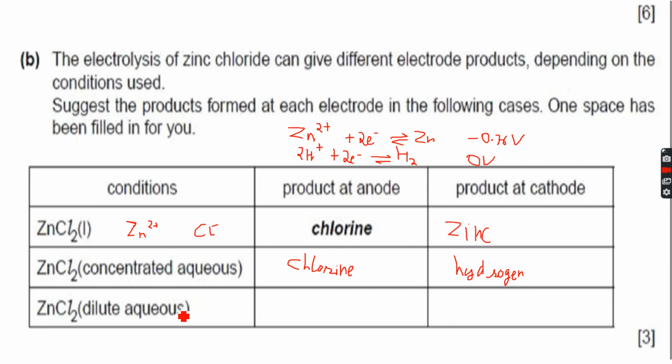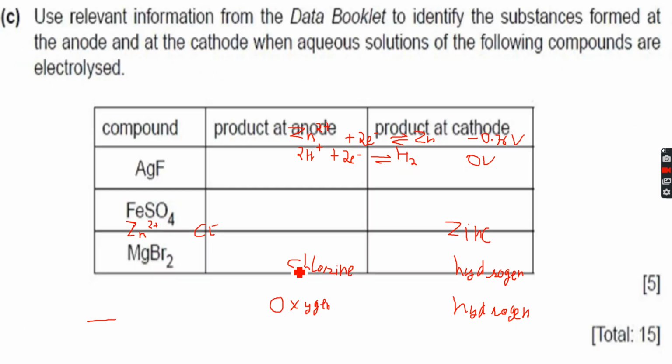And ZnCl2 dilute aqueous. Now in case of dilute, obviously OH- discharges in preference. So oxygen and hydrogen, this remains the same. Whether concentrated or dilute, this remains the same. Now let's move forward.